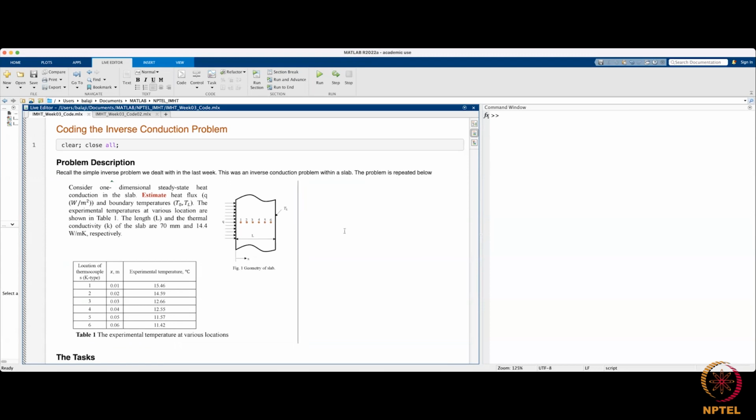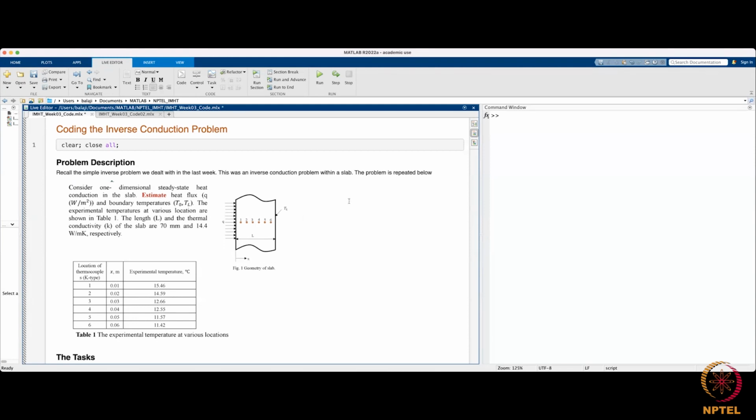Okay, so I have this here. The description of the problem is here. The same old problem. We have 6 thermocouples within a slab kept at 0.01, 0.02, 0.03, 0.04, 0.05, 0.06. And the temperatures are given here. Based on that, we wish to estimate the heat flux as well as the boundary temperatures.